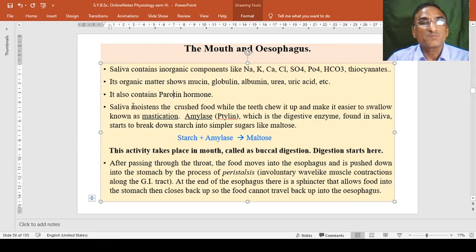Saliva moistens, which means it makes wet and loose, the crushed food while the teeth chew it up, making it easier to swallow. This whole process is known as mastication. After mastication, the amylase or ptyalin, the digestive enzyme present in saliva, acts on the food and starts to break down starch into a simple sugar like maltose. So starch plus amylase together digest the food material and form maltose.